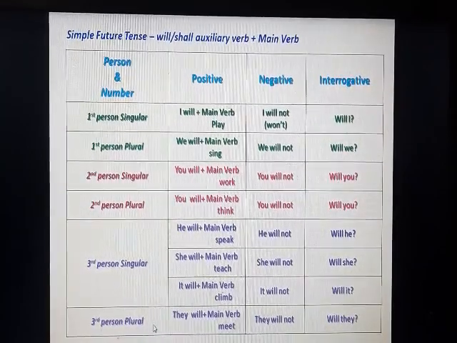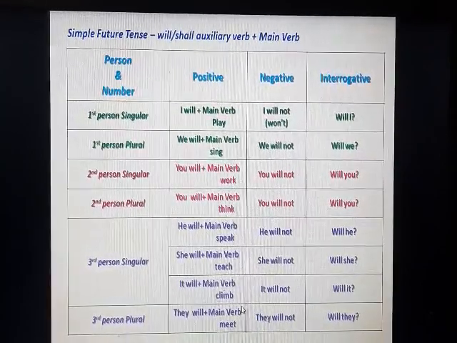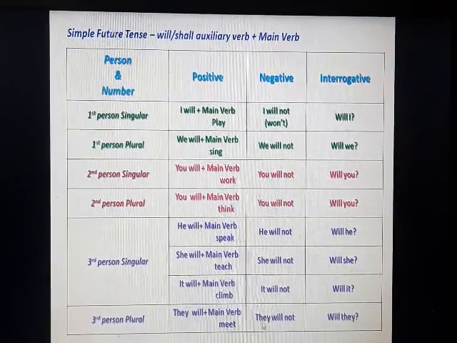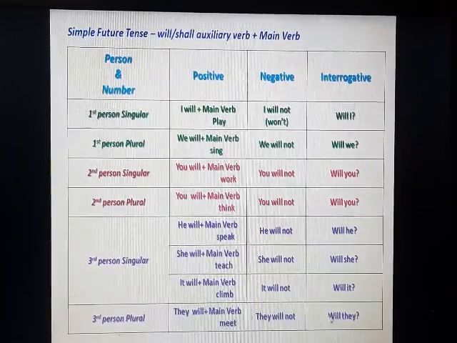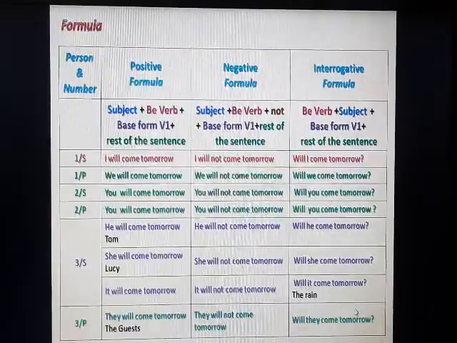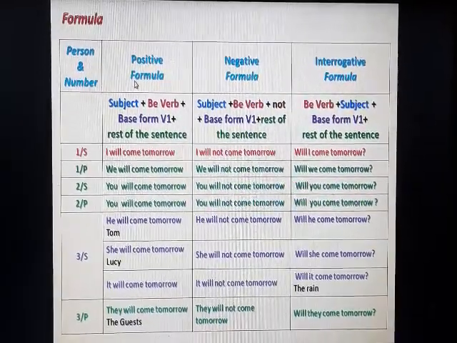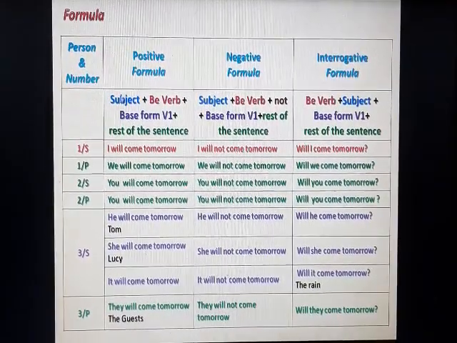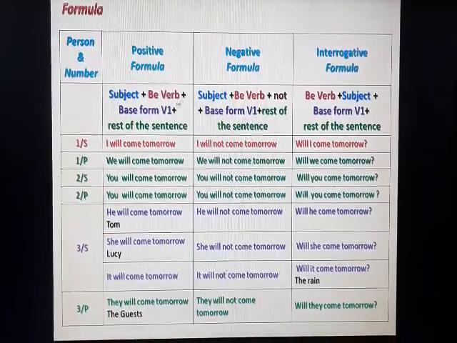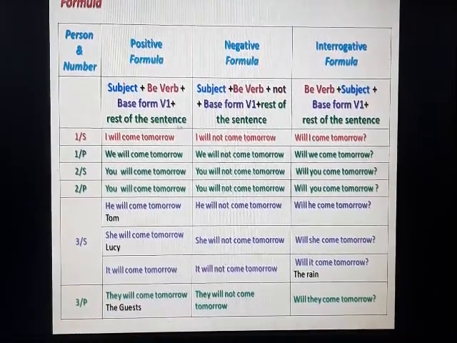In the third person plural, they will plus main verb. In the negative, they will not. In the interrogative, will they. Now let us see how to put them in sentences. Positive, the formula is subject plus be verb plus V1 form of verb plus the rest of the sentence.